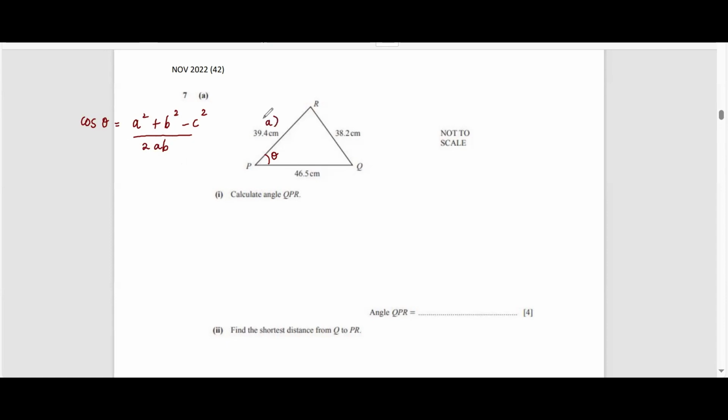A and B are the sides that are close to the angle theta. Or in simple words, the opposite side should be C, and the other two can be either way, AB or BA. Both ways, you will get the same answer. So labeling is very important. Wherever the angle theta is, the sides close to that angle theta, we will take as A and B. The side opposite to it should be C.